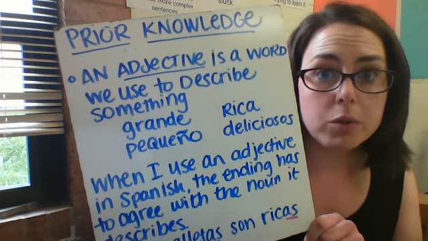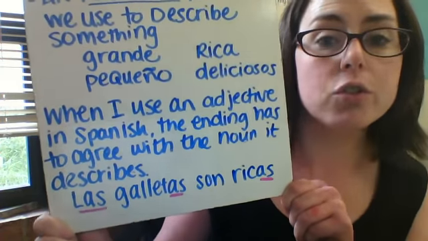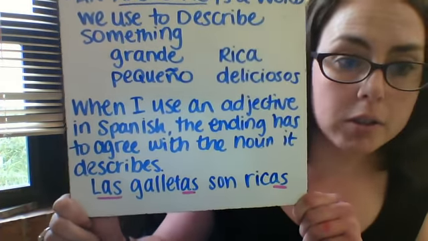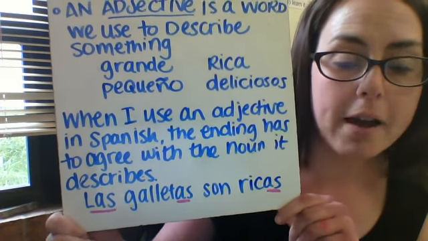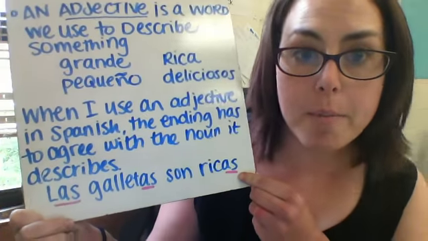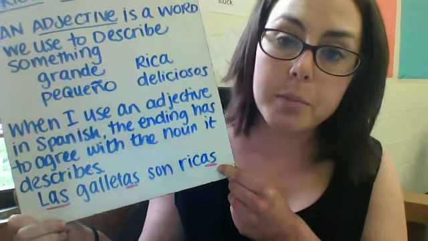You know that when you use an adjective, you need to make sure that the adjective agrees with whatever it's describing. So, for example, if I was going to talk about cookies being tasty, I would have to say las galletas son ricas. Ricas is feminine and plural because I'm talking about las galletas, which is also feminine and plural.